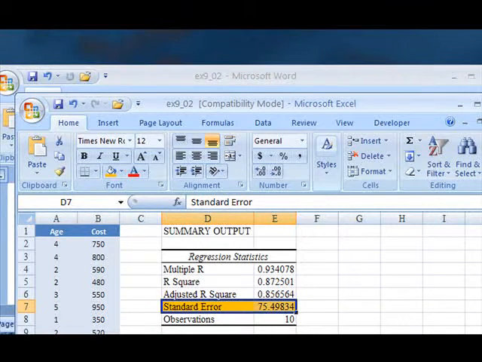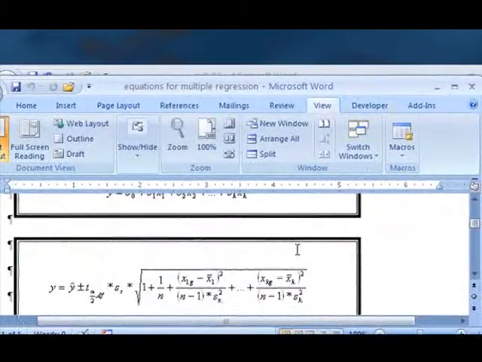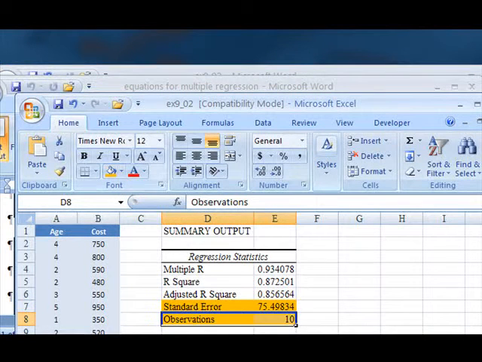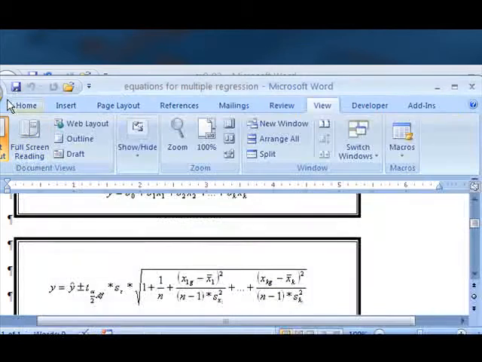And then we start the square root. And the square root, notice that it has 1 divided by n, we get n out of the observations in the first table of regression. And then we have a series of components that repeats for each of the x variables. In this case, we have only one x variable, which is the age of the bus. So we're just going to repeat this component only once.